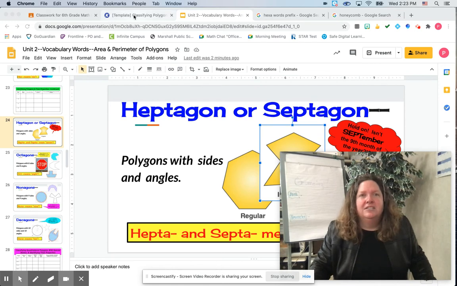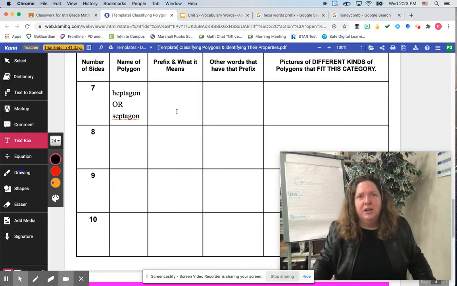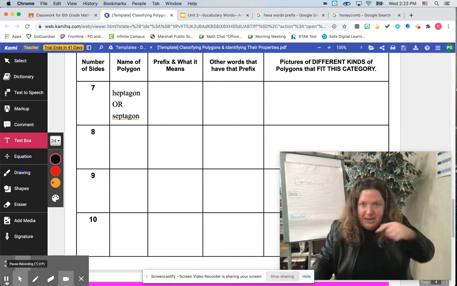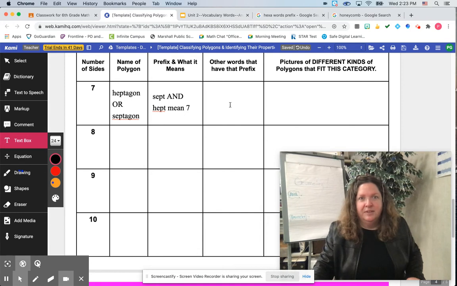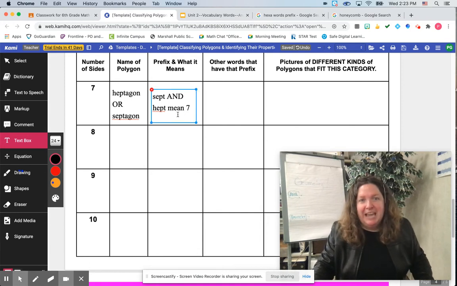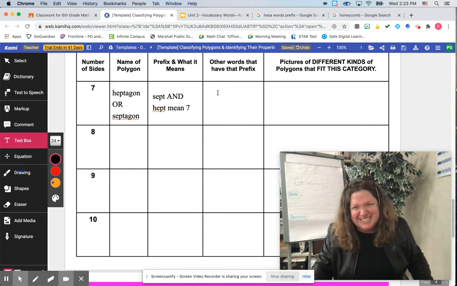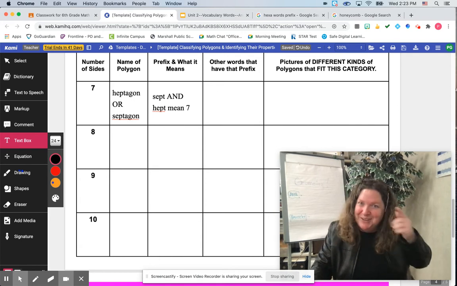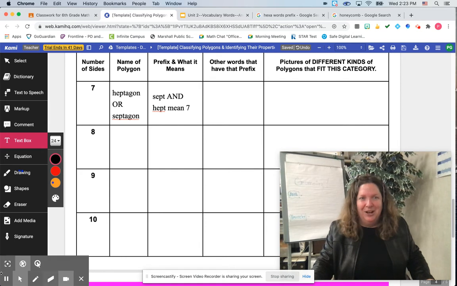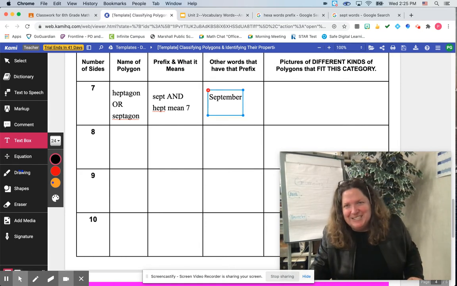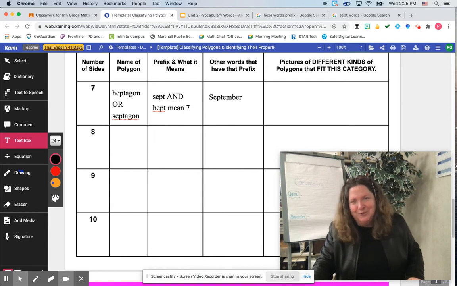All right, let's go back. So here we go. The prefix. What does it mean? Hopefully you've got this filled out. Pause if you don't and fill it out with me right now. Come back when you're done. There we go. Sept and hept. They both mean 7. Now, other words that have that prefix, I already gave away that one. But can you come up with any other ones? Pause and see. All right. Hope you added in September. If you thought of other ones, good for you. But I do want you to know about the September one.